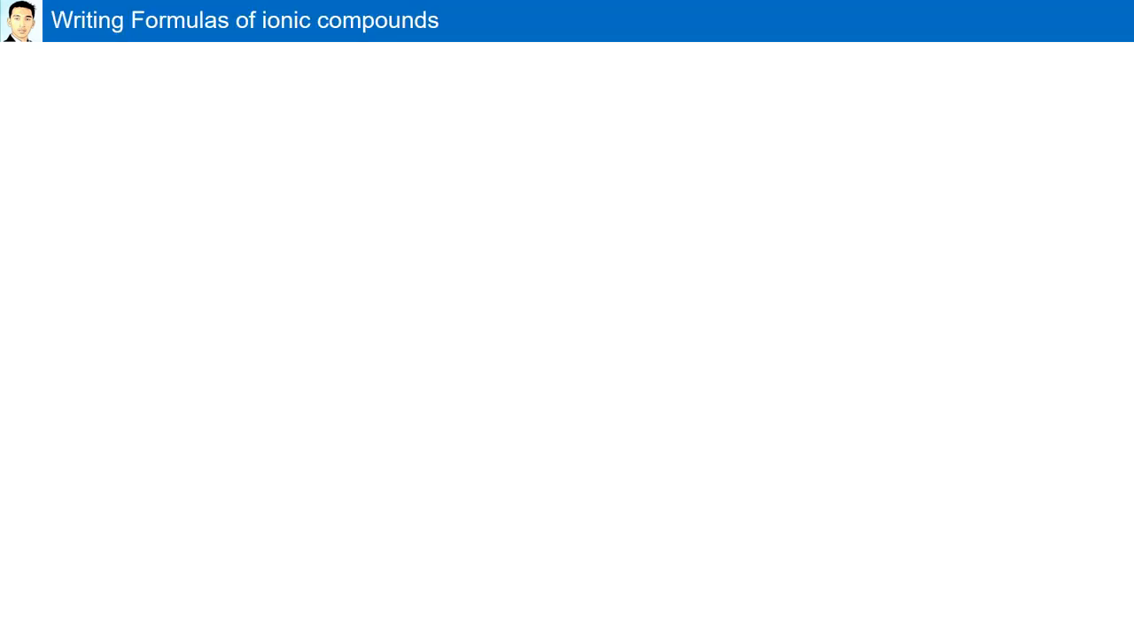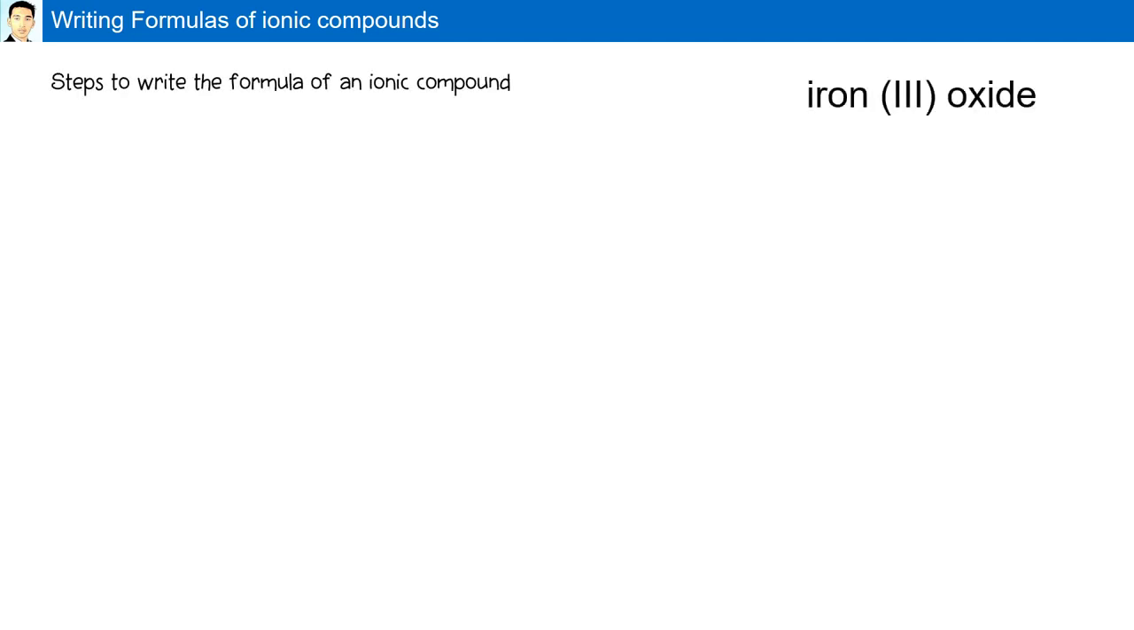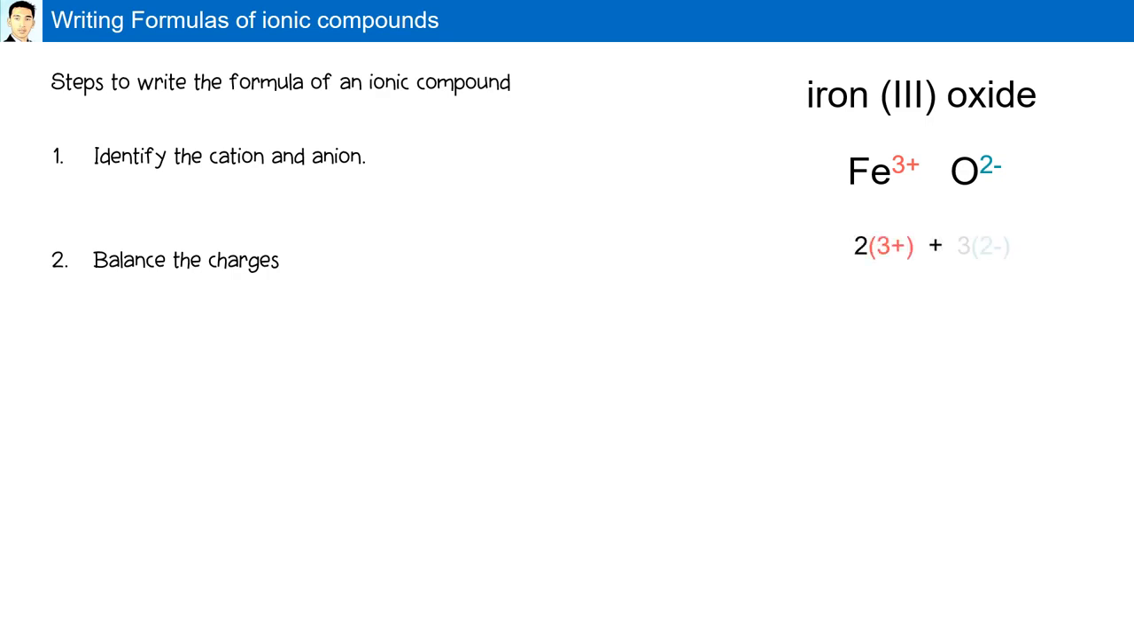Writing formulas of ionic compounds given the name of the compound. In this first example, we have iron(III) oxide. First, we need to identify our cation and anion. The iron(III) indicates iron has a 3+ charge, while oxide indicates the oxygen has a 2- charge. Next, we need to balance our charges. We have 3+ iron and 2- oxygen. When added together, they must produce a net charge of 0. 2 iron plus 3 oxygen will cancel out.